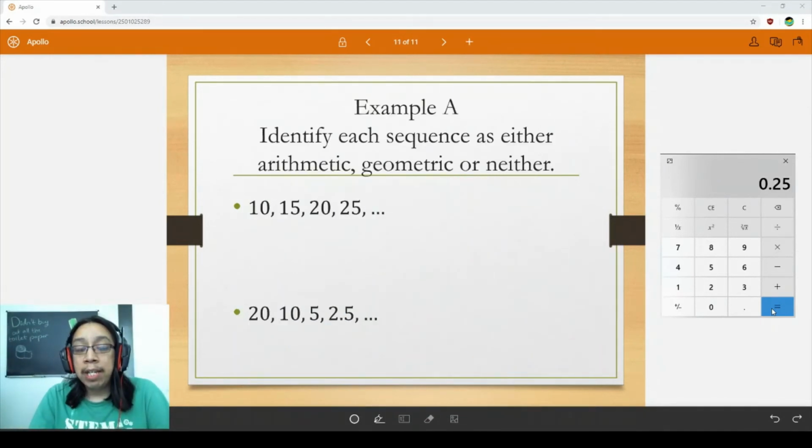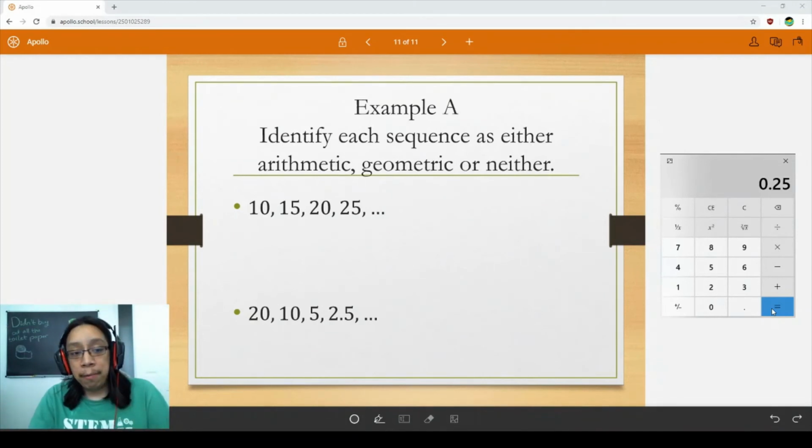Identify each sequence as either arithmetic, geometric, or neither. So here's my advice. My advice is to first check and see if it's arithmetic. If it is, you can probably usually just stop right there. You don't have to check the other two.